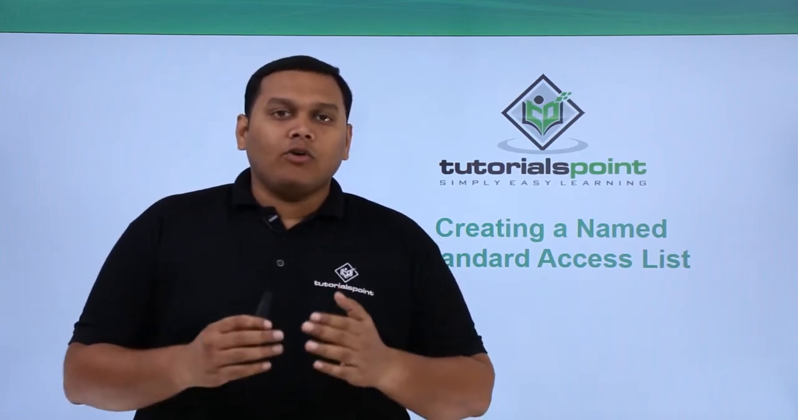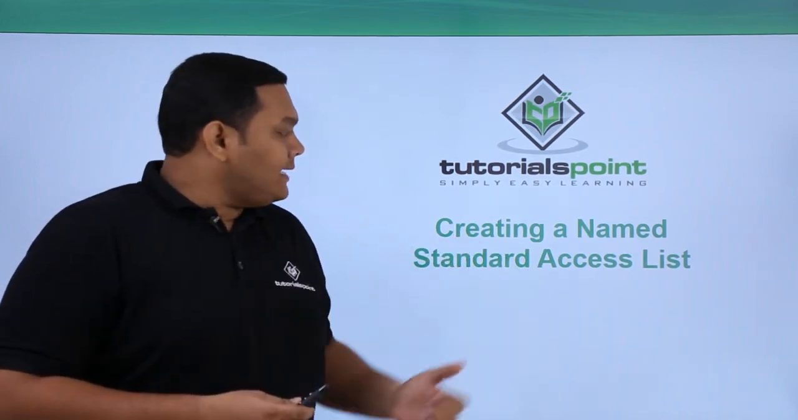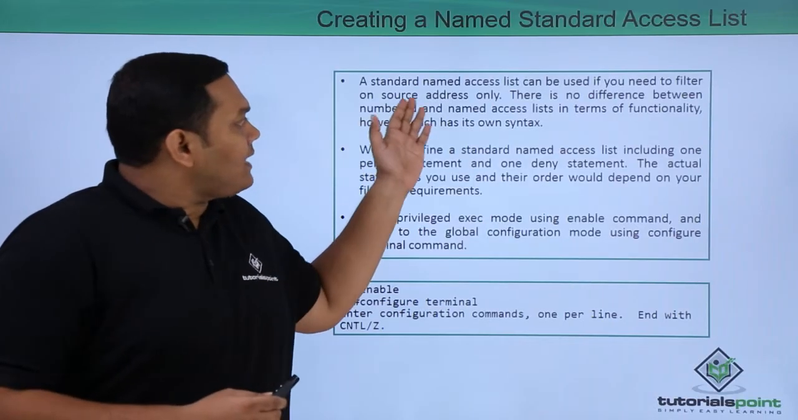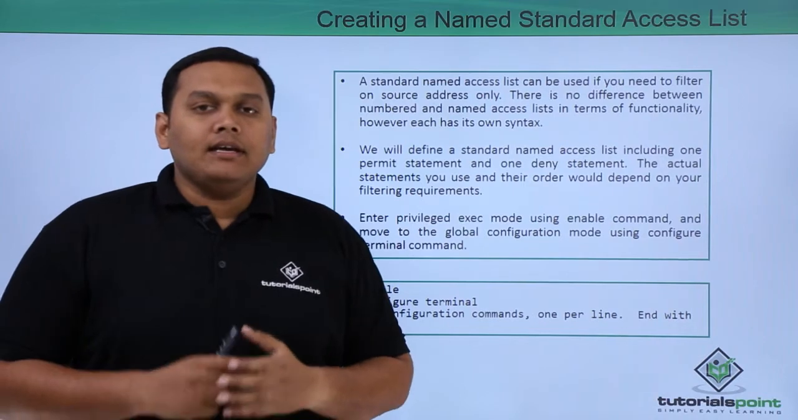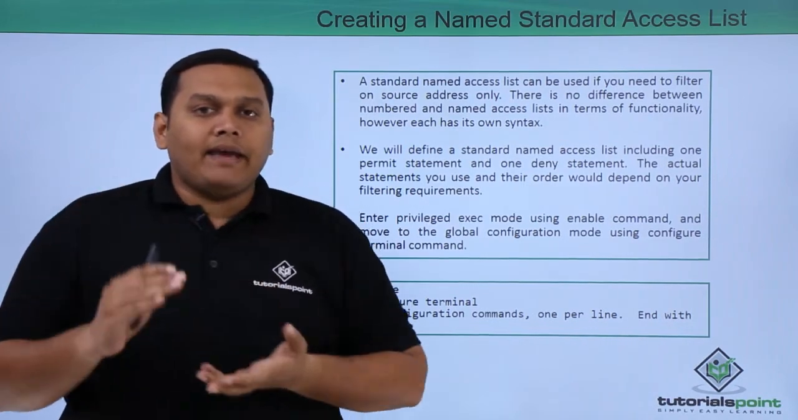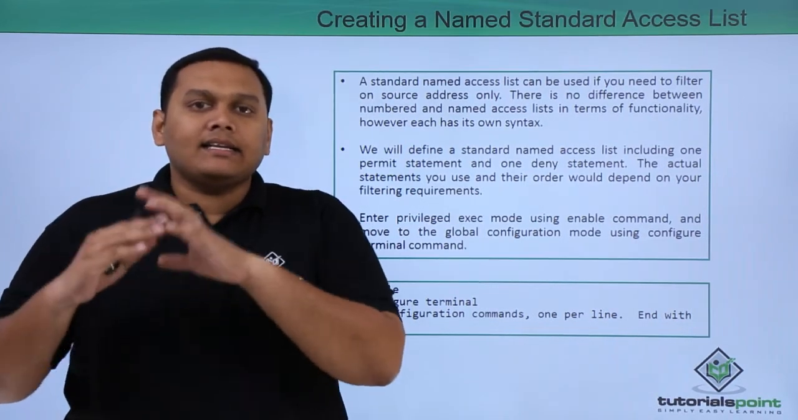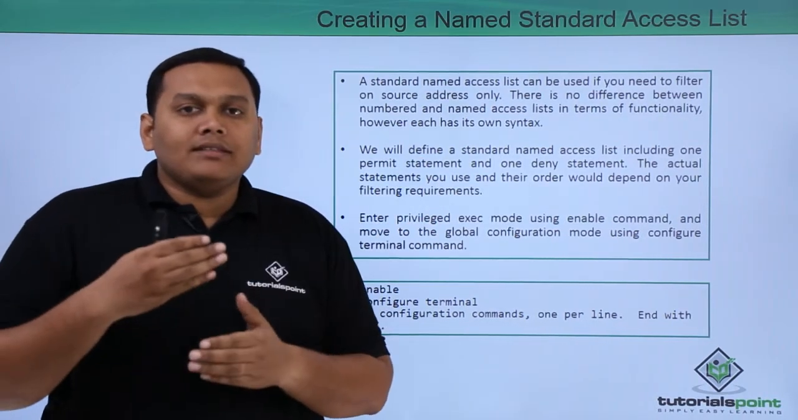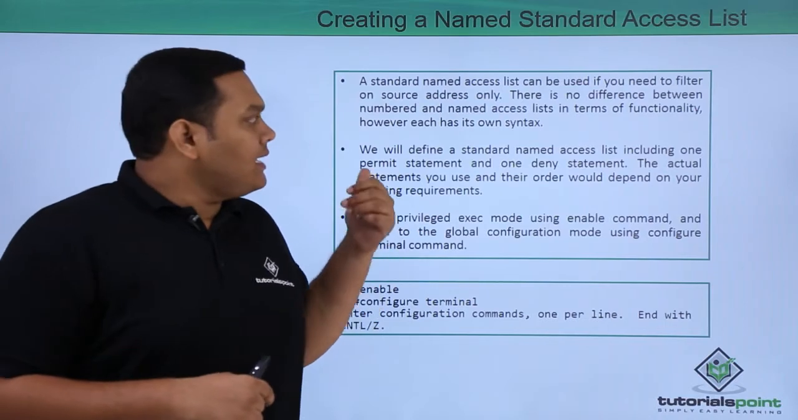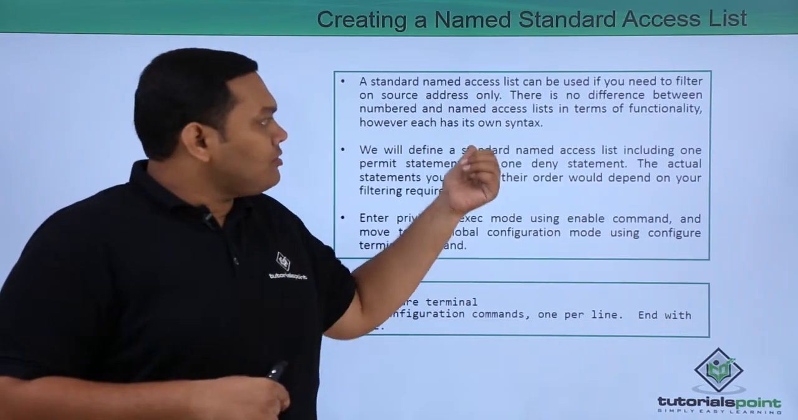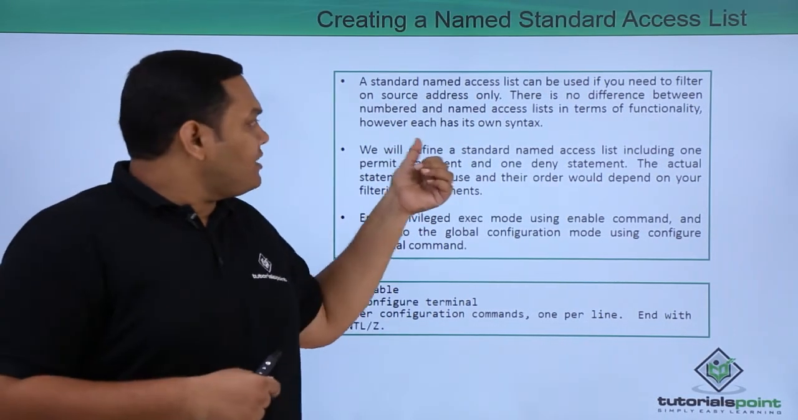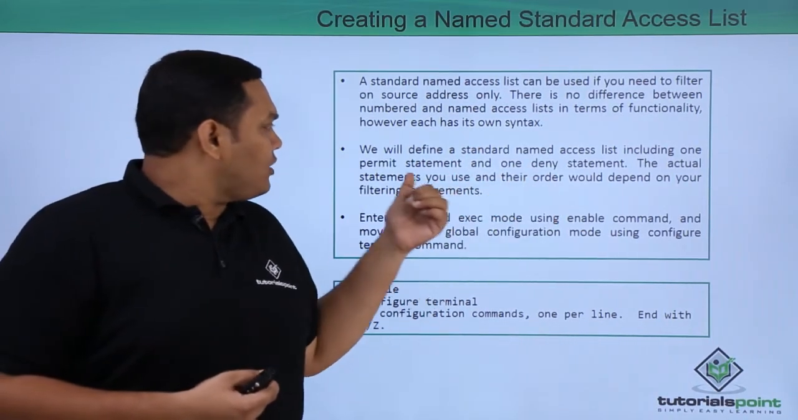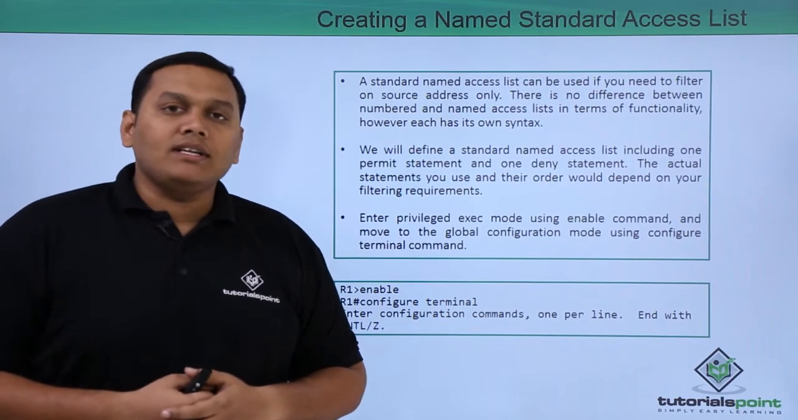In this video, we are going to discuss creating a named standard access list. The named standard access list can be used to filter only one source IP address and can deny the entire group. When compared with the numbered one, it has the same functionality, but it has its own syntax. We define the standard named access list including one permit statement and one deny statement.